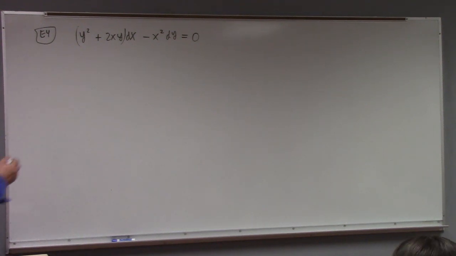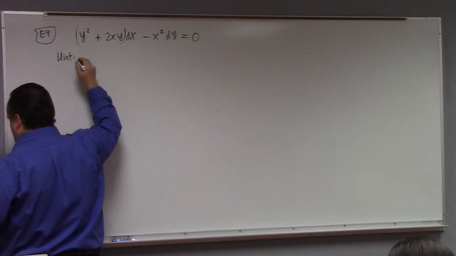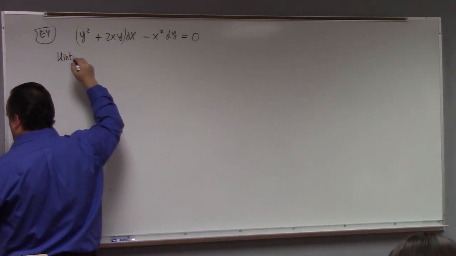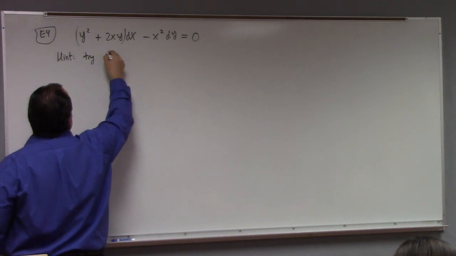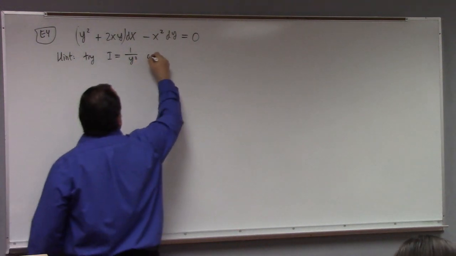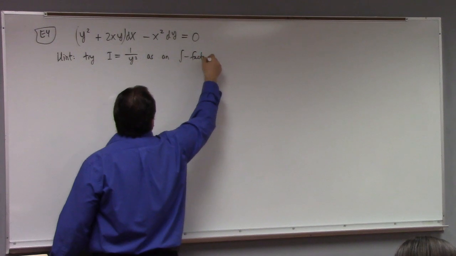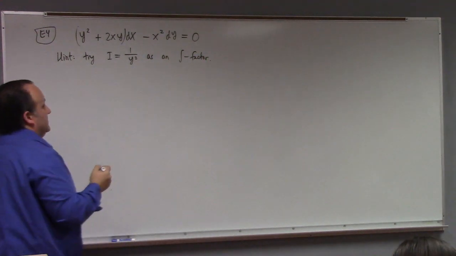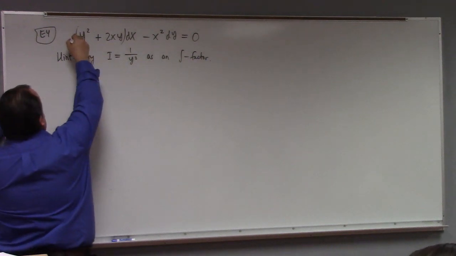So here's a hint. The hint is try I equals 1 over y squared as an integrating factor. So what that means is that we multiply the equation by 1 over y squared and see what happens, right? So multiply by 1 over y squared, what do we get?